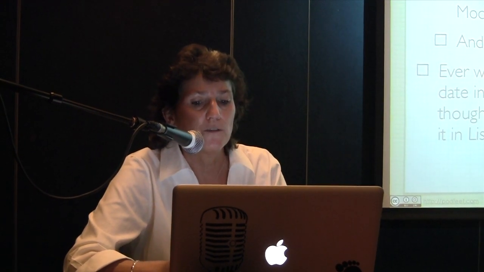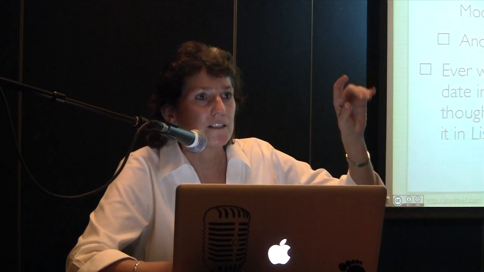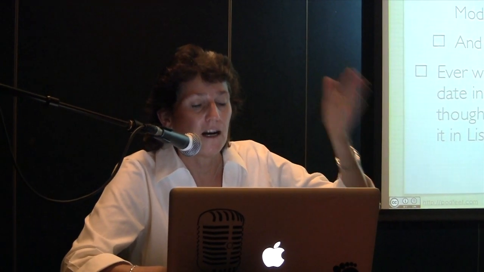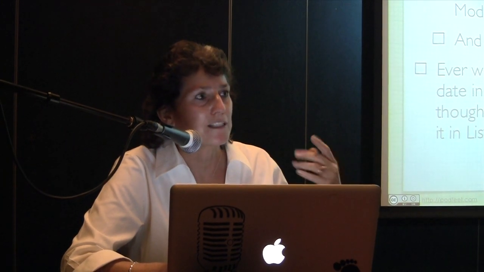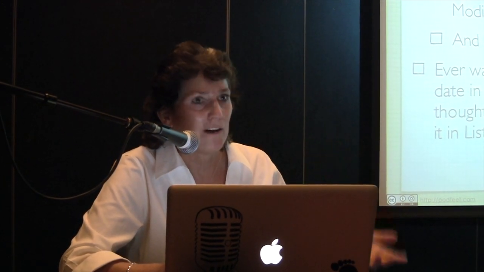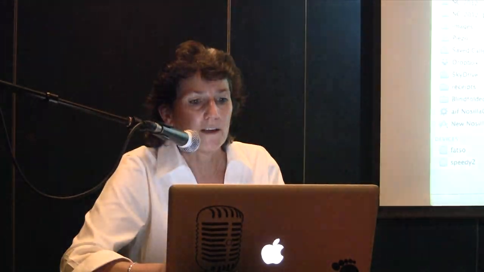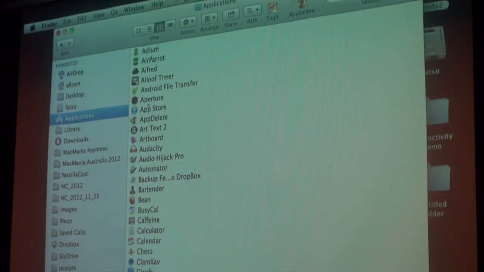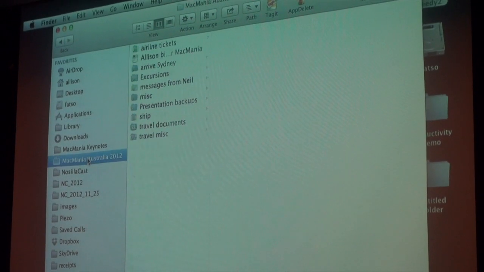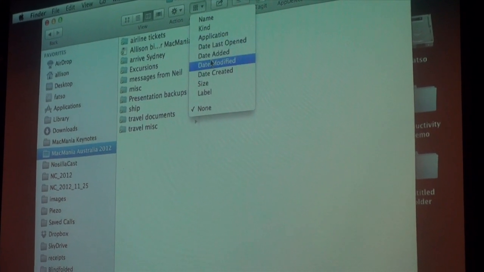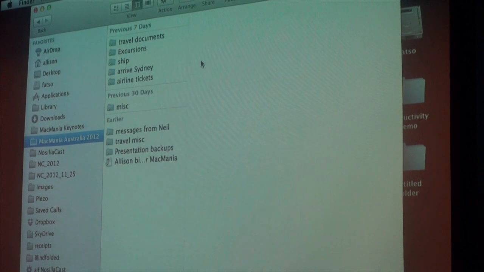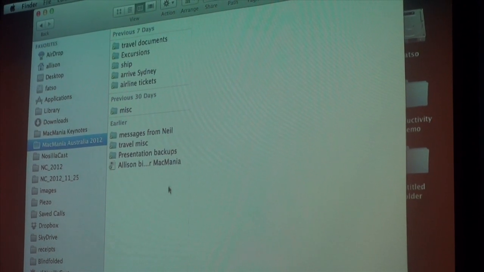So what I use that for, the problem it solves for me, is I very often want to see, I like the column view, but I don't want to see it by name. I want to see it by date, or by file type or something like that. So if I go in here, and let's go into MacMania Australia, there we go. If I go into Arrange, I can arrange this by date created, and it's going to show them to me in little chunks like that.